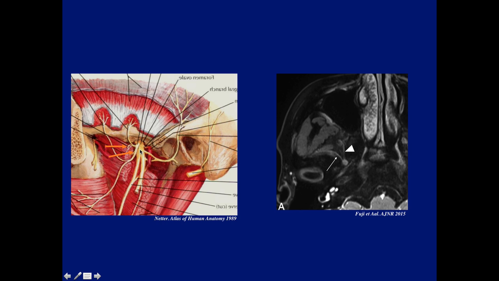And if we look here, here's the main mandibular division. So this is the masseteric branch. See, here's the masseter muscle, which has been cut. And this would be the buccal. So people are starting to identify these various small branches on MR imaging.